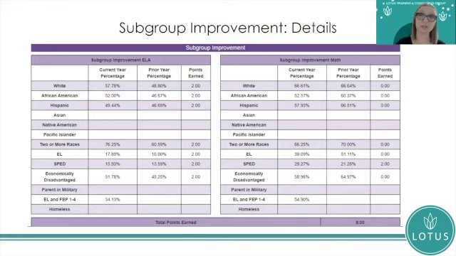So are you getting most of your points from subgroup improvement, or are you getting most points from the ELL data? So really just trying to target to make sure that you're aware of where your points are coming from. Again, which areas might you want to improve, especially if you're not maxing out on your points? What are the areas that you could potentially improve on based on the data?